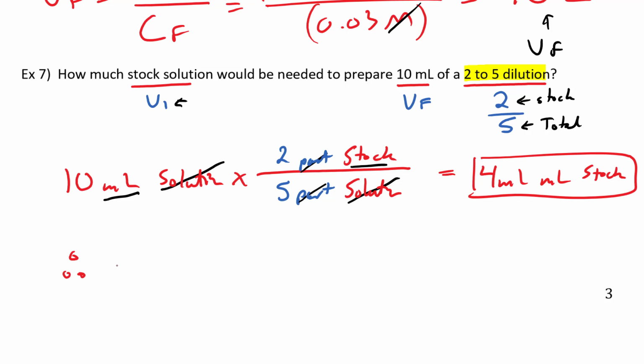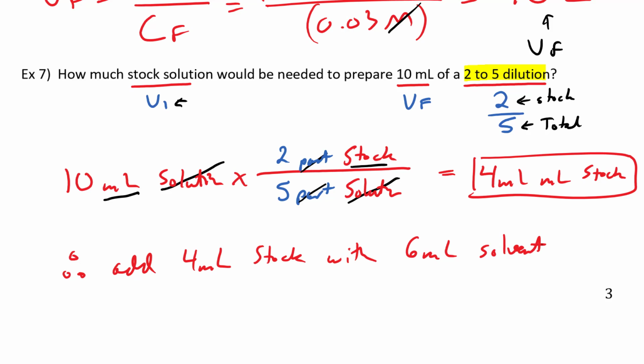Therefore, we will add 4 mils of stock solution with 6 mils of solvent, usually water, for a final volume of 10 mils. So this is how you would prepare 10 mils of a 2 to 5 dilution of a stock solution.